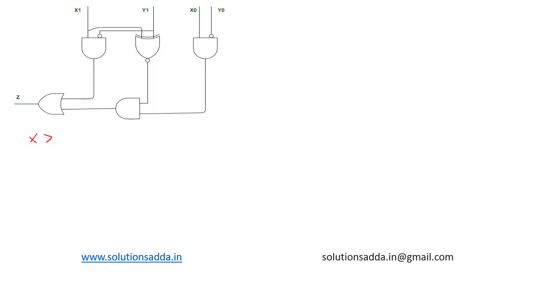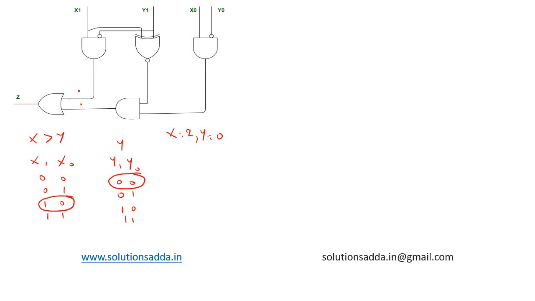Option A, x greater than y, and the numbers are x1, x0. These are the two bits of x: 00, 01, 10, 11, and y, y1, y0: 00, 01, 10, 11. Let's take the condition x equal to 2 and y equal to 0. So x equal to 2 means this, and y equal to 0 means this. So either this input or this input should be 1 for z to be 1. So let's consider this input path. So x1 is what here? x1 is 1 here, and y1 bar is also 1 here. 1 into 1, 1. So here z will be equal to 1. So x greater than y condition is satisfied.